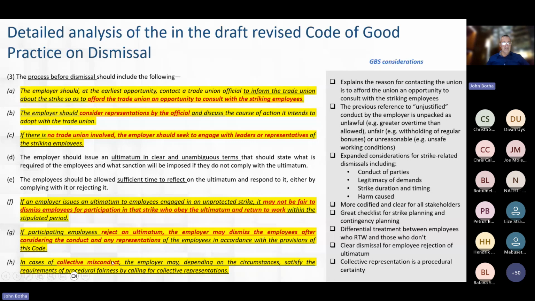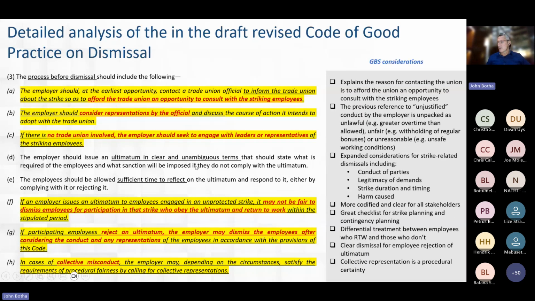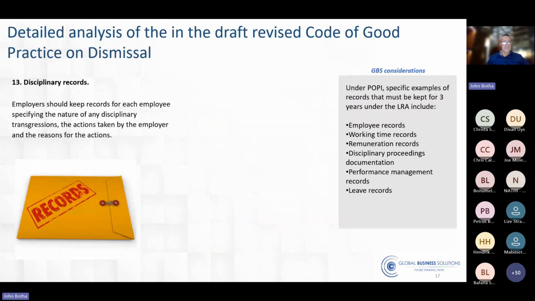Collective misconduct. You can then satisfy the requirements of procedural fairness, calling for collective representation. So you can have a collective disciplinary inquiry with representatives of the strikers, and you can have a collective dismissal. So this is a very, very useful inclusion in the code of practice on dismissal.